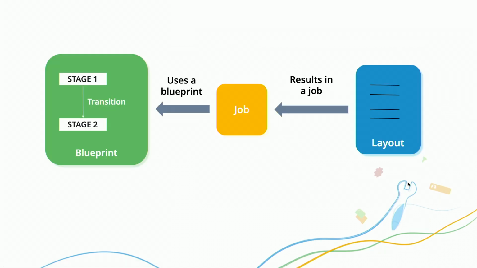A summary, so your layout becomes a job. Your job is pushed through the blueprint. There's transition points within the blueprint, and within those transition points, you can trigger automation after the transition point, or if you add business rules, during the transition point itself.